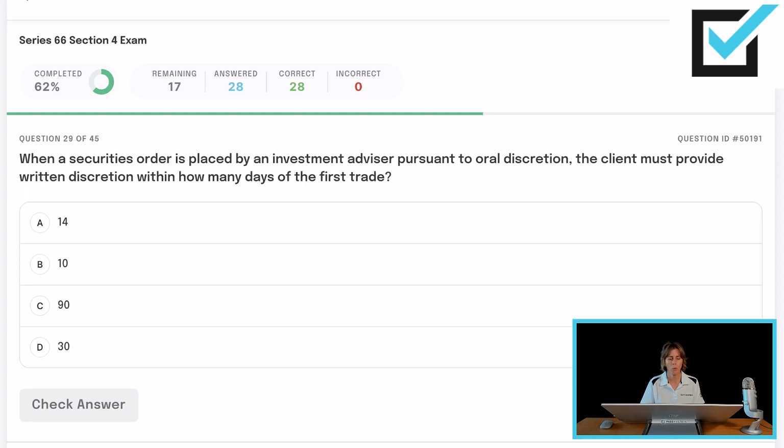When a securities order is placed by an investment advisor pursuant to oral discretion, the client must provide written discretion within how many days of the first trade? It's super interesting that an investment advisor is allowed to place a trade based upon oral discretion, but they must receive written discretion within 14, 10, 90, or 30 days. Within 10 days. So they place the first order and they can place other orders for that 10-day period. But after the 10 days, if it's not received in writing, then no further discretionary orders may be placed.